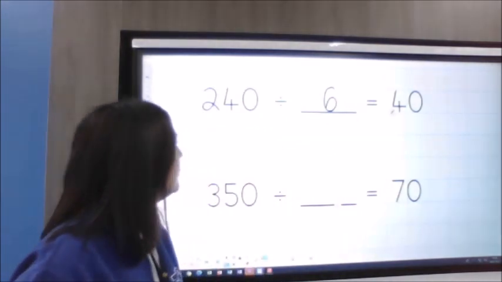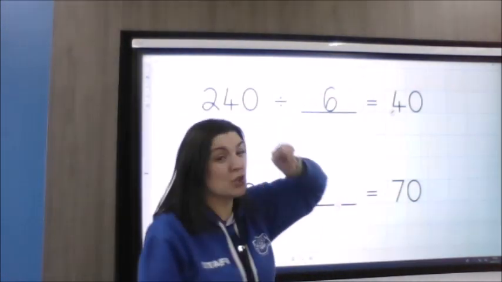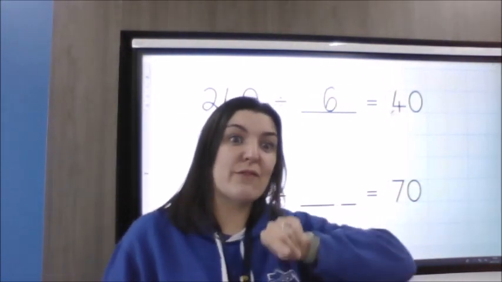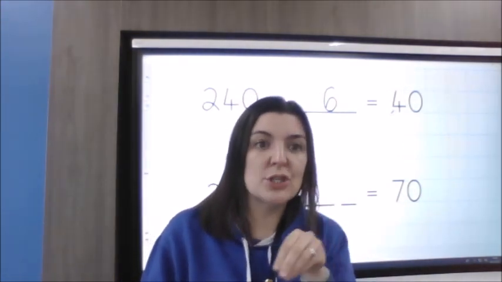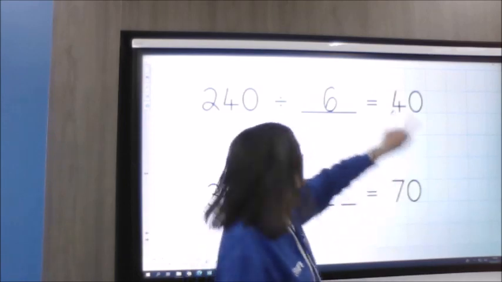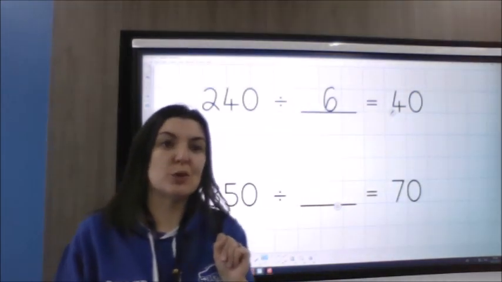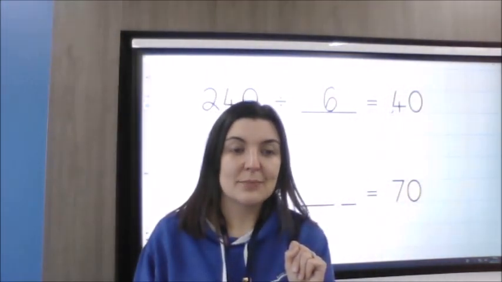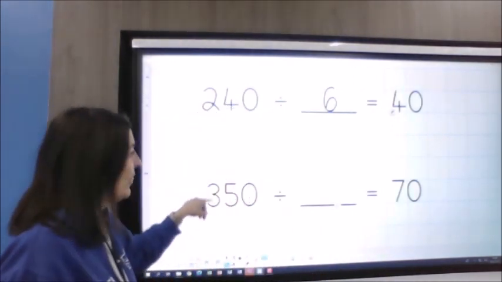Okay, so I know that 6, so let's just check it now. I'm going to use the inverse to check it. Multiplication is the inverse. So I'm going to do 6 times 4 is 24, put my 0 back on is 240, okay? So have a little go at this one.